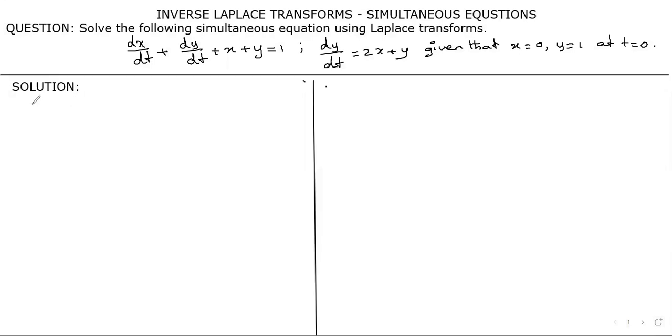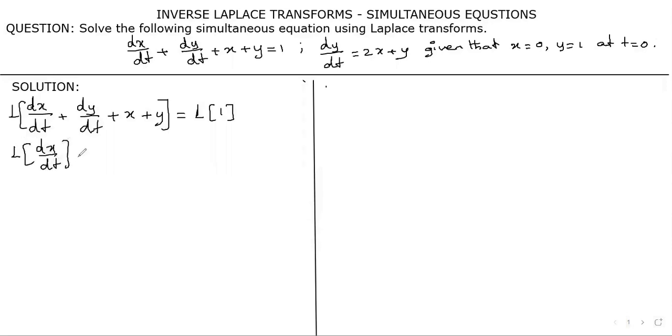Let us start with the solution by taking the first equation. It is given that dx over dt plus dy over dt plus x plus y equals 1. Here let us apply Laplace on both sides. So Laplace of the whole left hand side equals Laplace of 1. Now we will apply Laplace separately: L of dx over dt plus L of dy over dt plus L of x plus L of y equals L of 1.